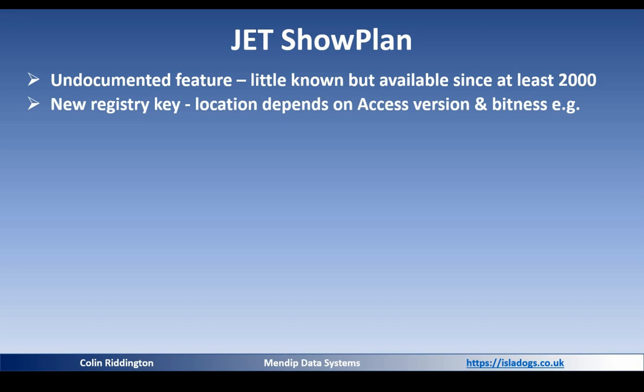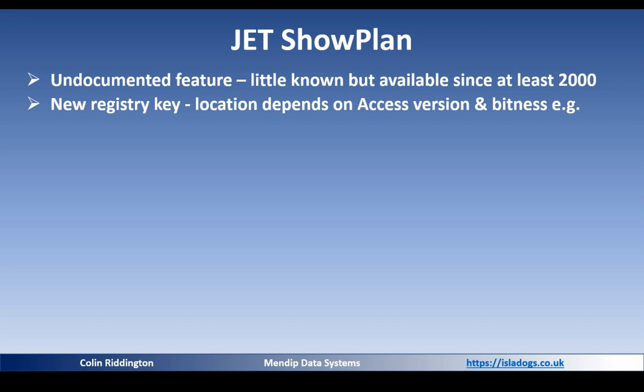Anyway, in order to use the JET ShowPlan feature, you can't just turn it on in Access. That would be too simple. You have to create a new registry key. And the location that registry key has to be in will depend on your Access version and your Access bitness. When it first was around, it wasn't too difficult because there was only 32-bit Access. They didn't have complications like Click-to-Run and so on. As later versions have come in, it's got harder and harder.